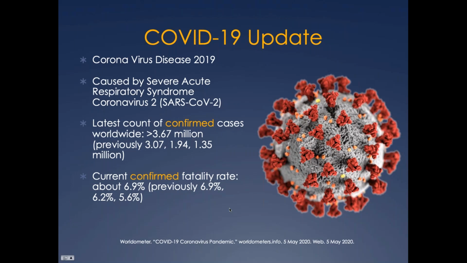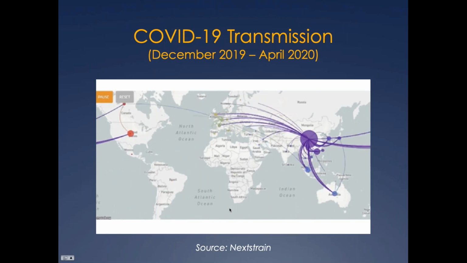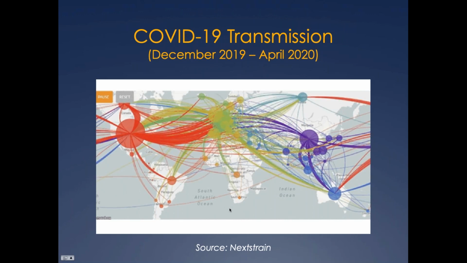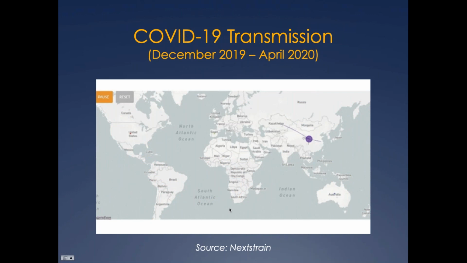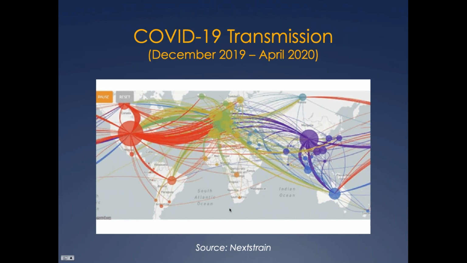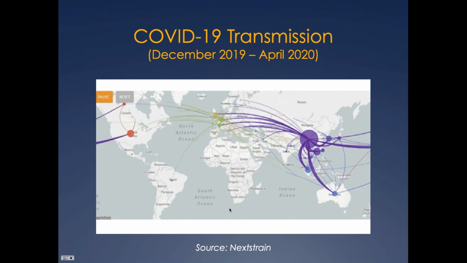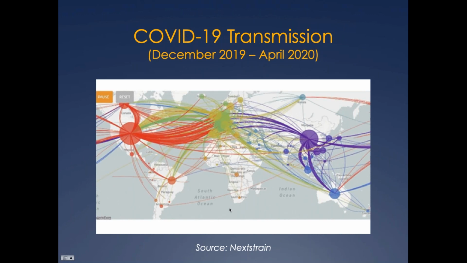I did come across this very interesting depiction of the spread of this particular virus and how it evolves as time goes by and it spreads throughout the world. You can see the purple is clearly where it began in Wuhan, China, and then as it spread from December onward and moved to different parts of the world, it has mutated.